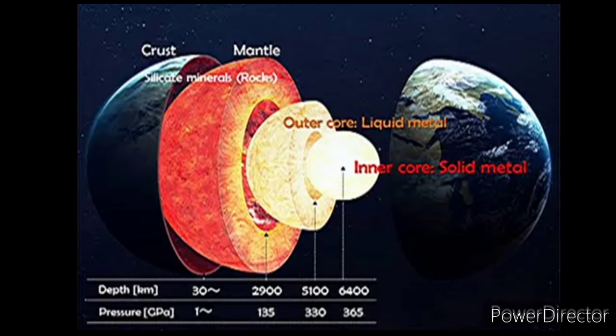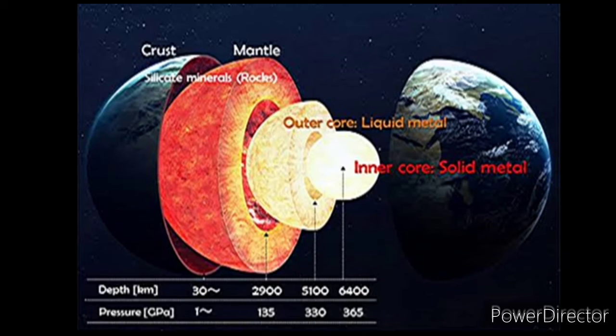Now see the content given in the book. Just beneath the crust is the mantle, which extends up to a depth of 2900 km below the crust. So as we have seen the crust and the mantle, now we will discuss the core.